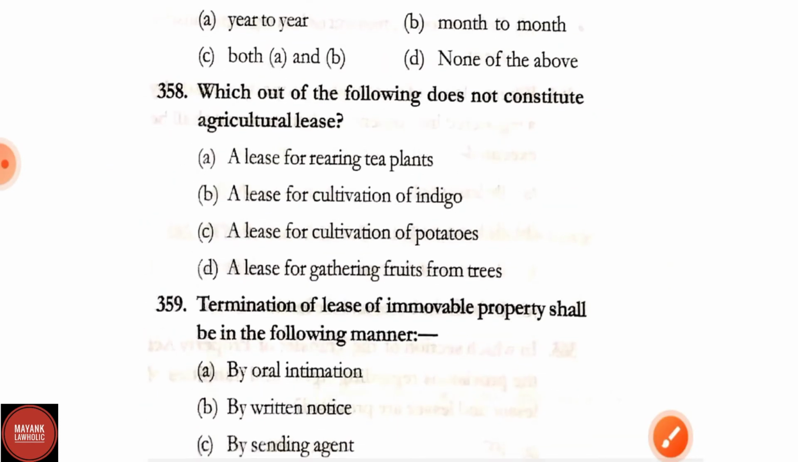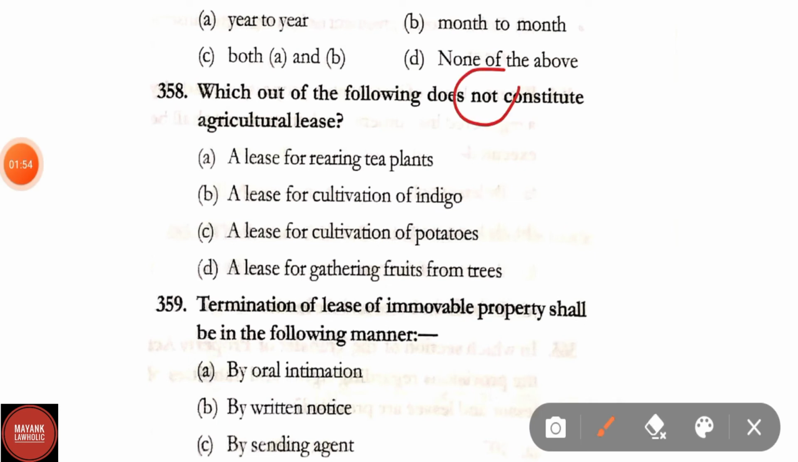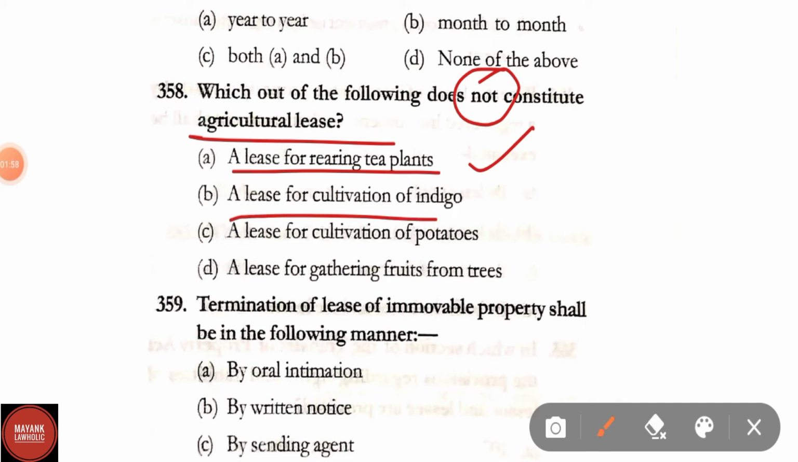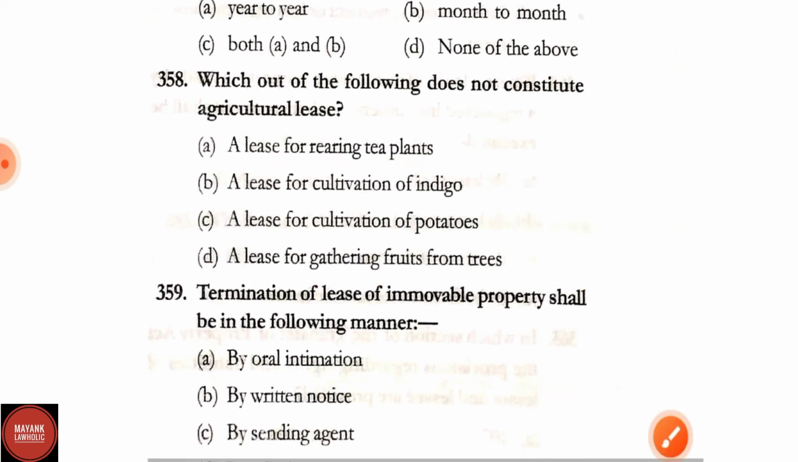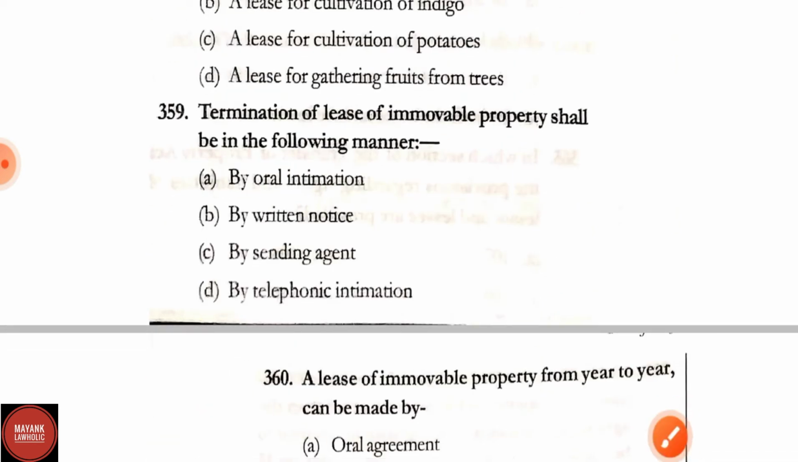Question number 358. Which out of the following does not constitute an agricultural lease? A lease for rearing tea plants, a lease for cultivation of indigo, a lease for cultivation of potatoes, a lease for gathering fruits from trees. Option D does not constitute an agricultural lease, therefore option D is the correct answer, and options A, B, C are related to agricultural lease.